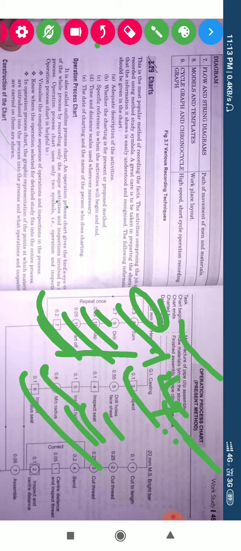Okay, so here what is the process that is clearly shown, that different sections have a different process flow chart, and ultimately we will come to know that the 20 mm MS bright bar has come to the section of machining, where the cut of the length is the first operation, cut of the thread again, and the bend, and after that we have gone through one inspection, that is the center distance inspected thread, and after that inspect the center distance.